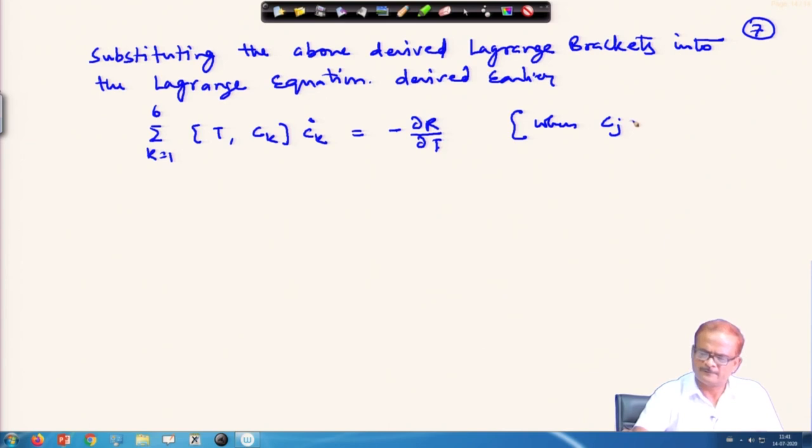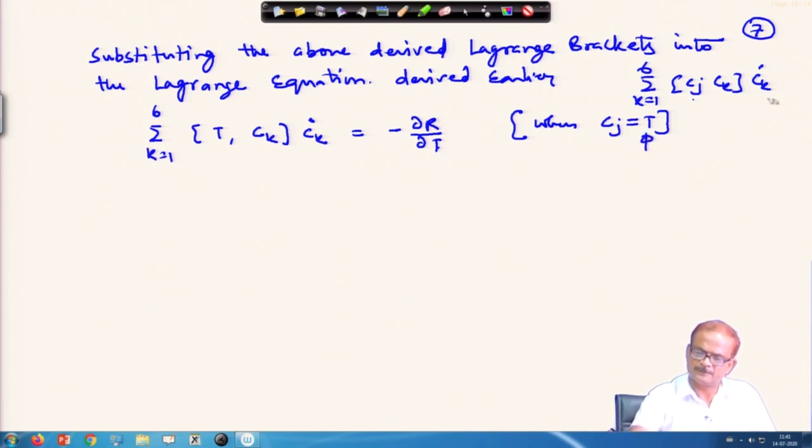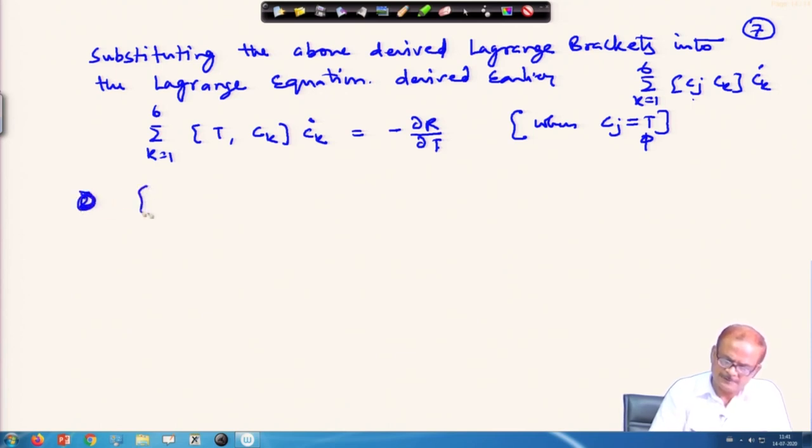Cj or Ci, whatever we have written earlier. So, in this case this is T. Actually, this was like Cj and Ck times Ck dot, and summation goes over k equal to 1 to 6. So, Cj we choose as T and then k varies from 1 to 6. So, if we expand it, immediately we can see from this place this gets reduced to T, and here rest of the things we have to follow.